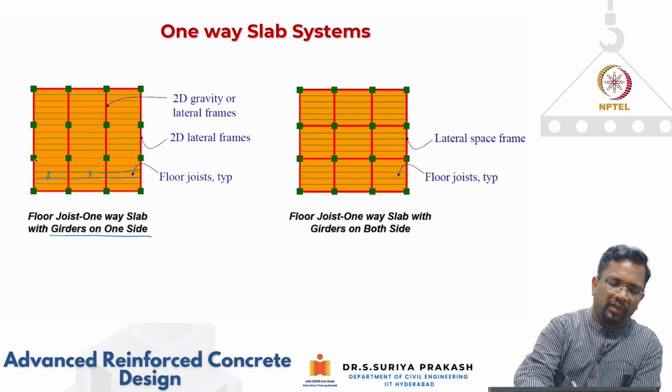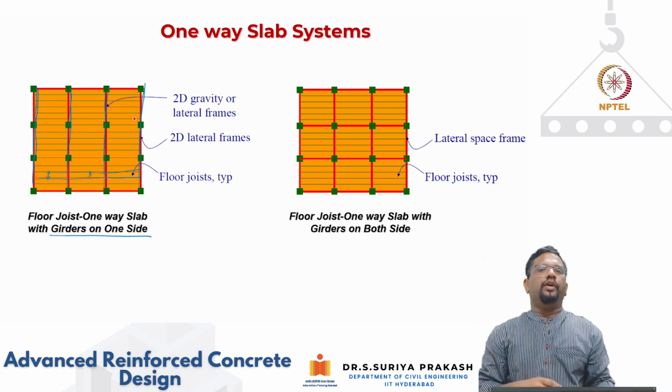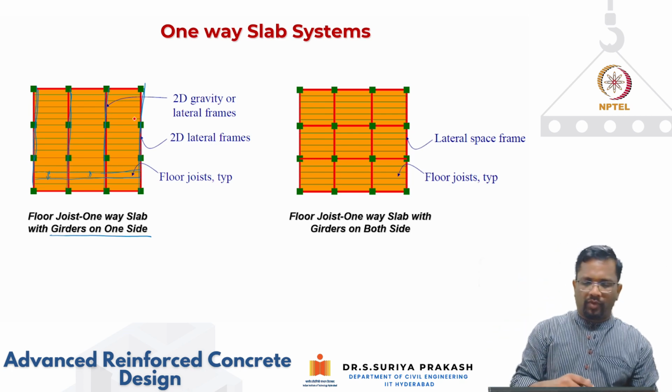So what does it mean? Now for this floor joist, you have girders only in this direction. Though after several column spacings you have some in the other direction, predominantly the girders are running only in one direction. So the joists are all supported on girders only on one side.